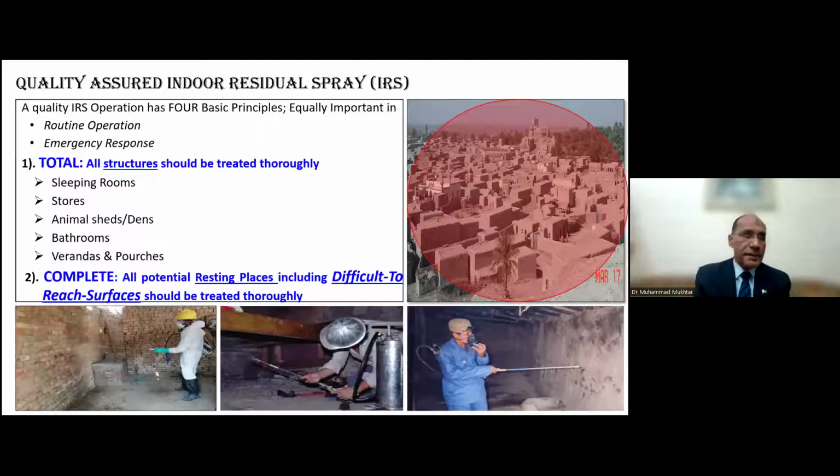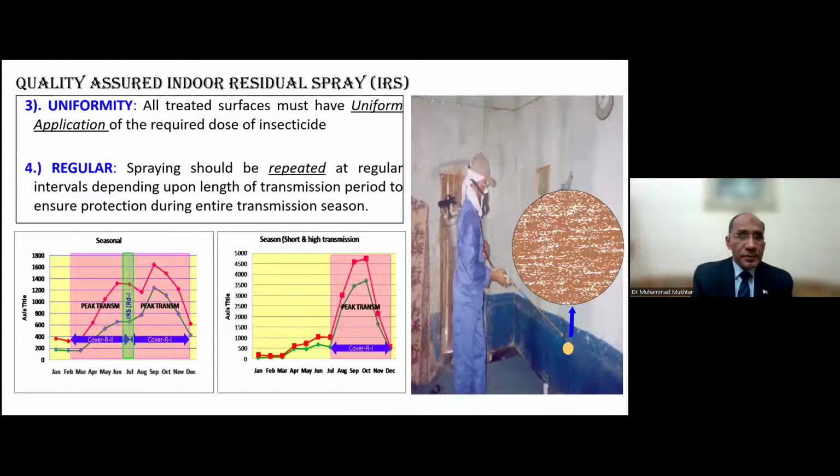And the second pillar is complete. All the potential resting places, including difficult to reach surfaces. This is very important. Difficult to reach surfaces mean the underside of the furniture. You can see in the picture the underside of the furniture or the back side of the furniture. Unless you do your IRS on these difficult to reach areas, you will not get the impact of the IRS. Next, please.